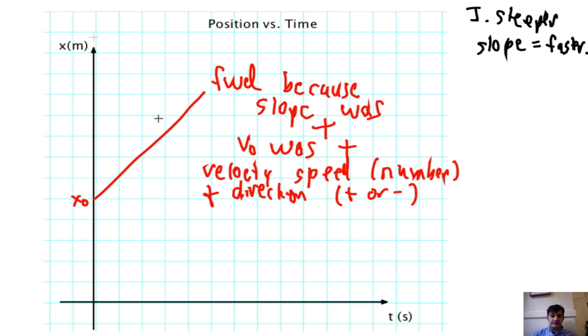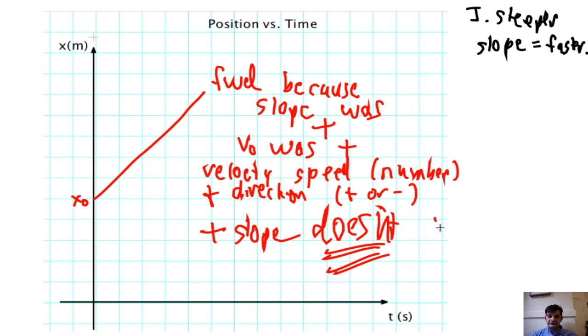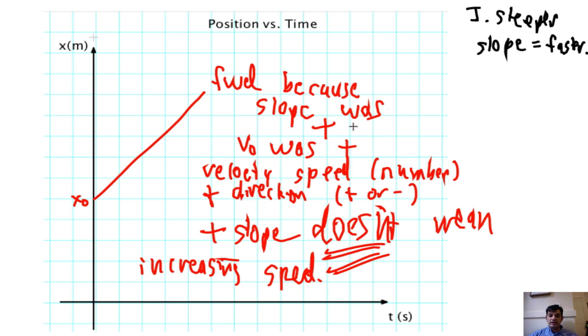This does not mean, this positive slope, let me just be very clear, positive slope does not mean increasing speed. As we saw from the previous example, it's not that the slope is getting more positive, it's that the slope is getting steeper. That's what decides it. So this is kind of one thing.